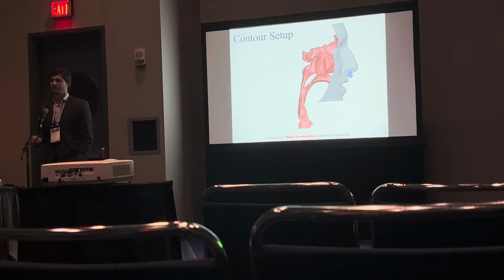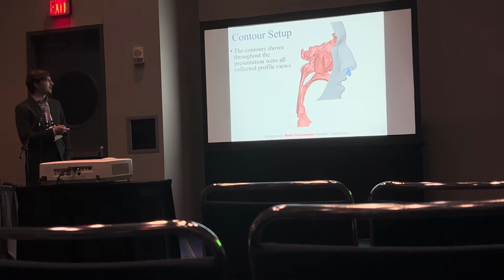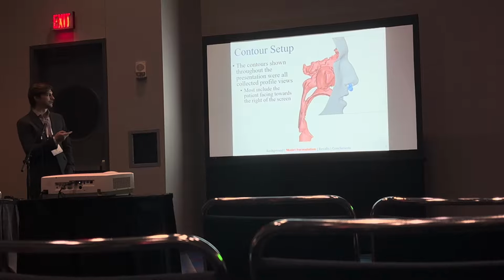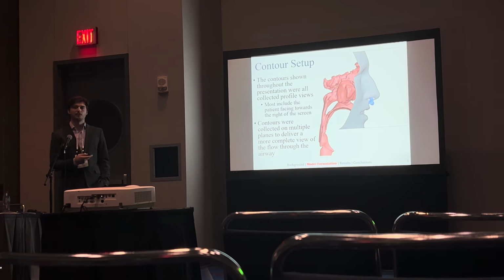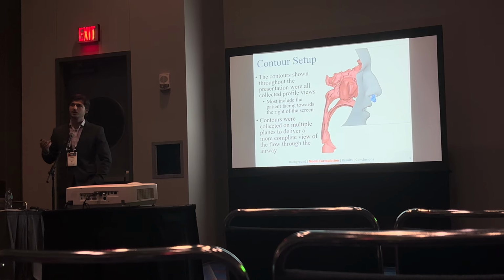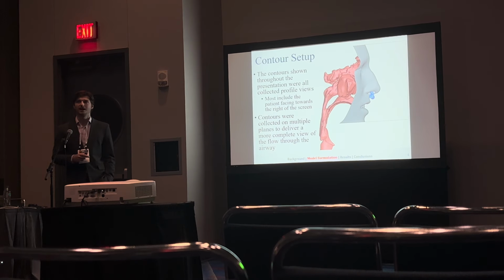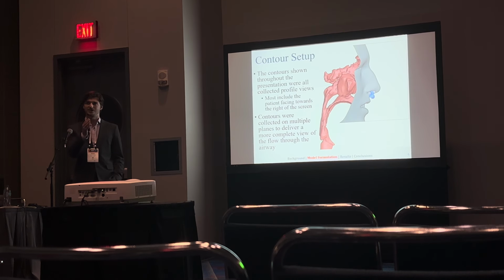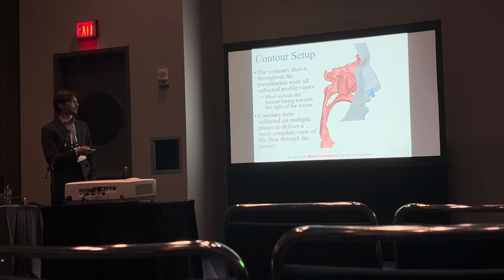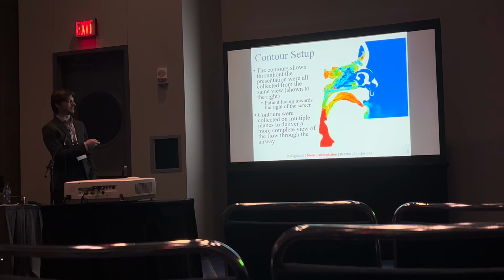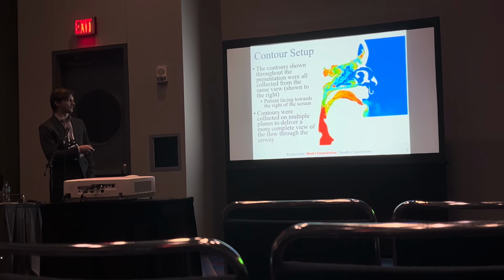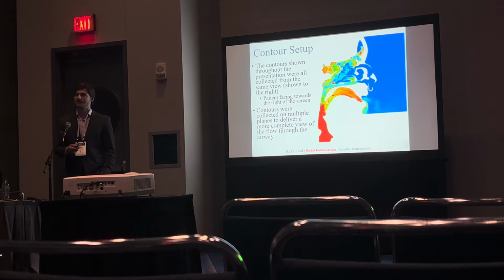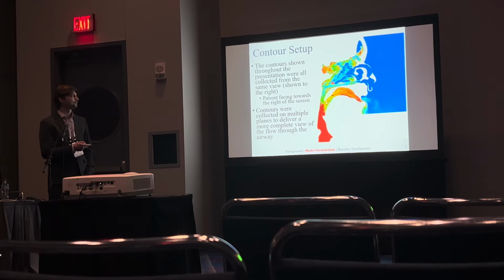Now, there are going to be some contours throughout the presentation, so I wanted to show an example setup. They're all collected from profile views. Most include the patient facing towards the right side of the screen, as shown to the right. And contours were collected on multiple planes to provide a more complete view of the airway, as on one single plane it may appear that certain pathways abruptly end when in fact the nasal passageway is just going into or out of the page. So if we increase the transparency here and replace it with a contour, this is an example of some of the contours you might see. And this is mass fraction CO2, where red is high CO2 and blue is low CO2. So basically we're going to want to see as much blue as possible on the contours.